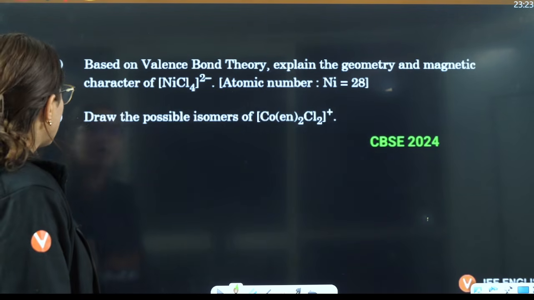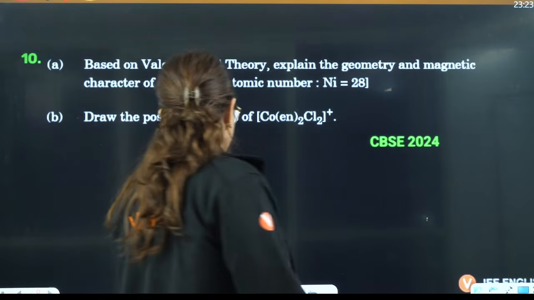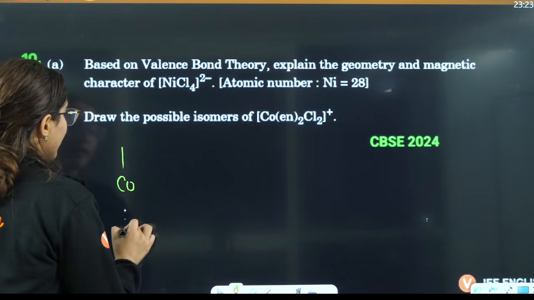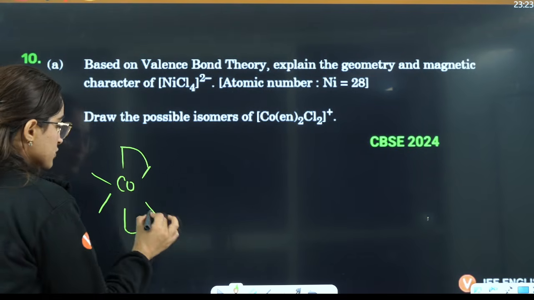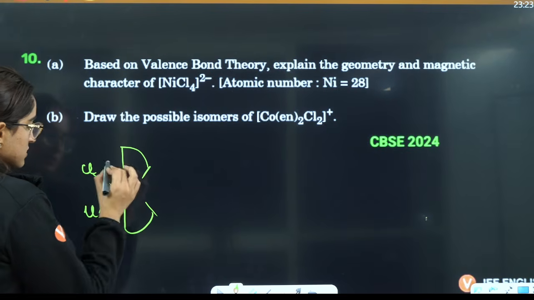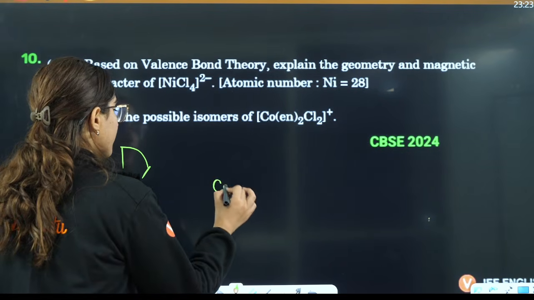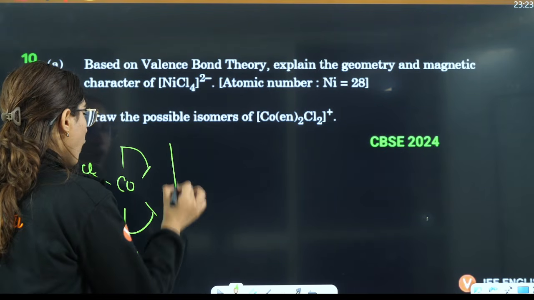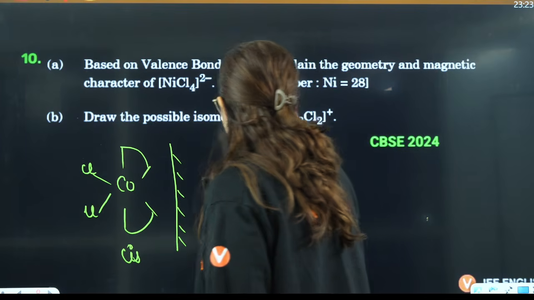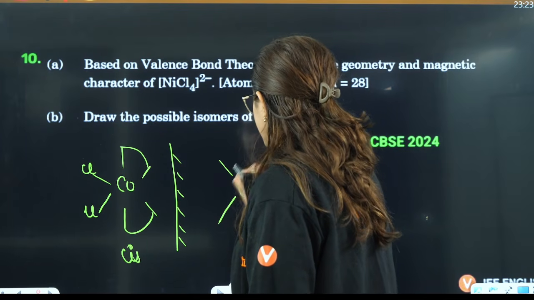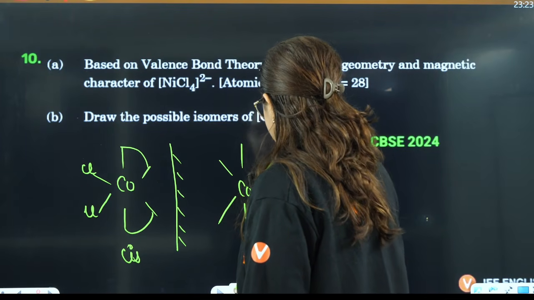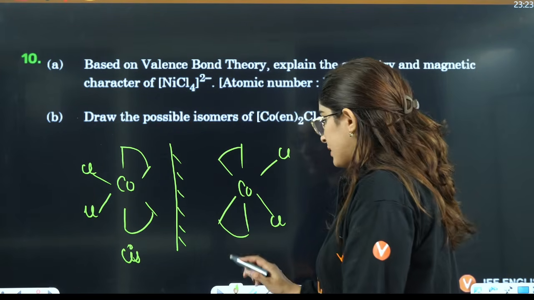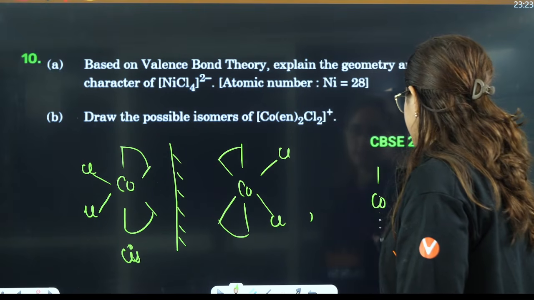Next, draw the possible isomers of this one. This is a bidentate ligand. So one of them will be cis, where this is en, this is en, this is Cl, this is Cl. And the other will be trans. But cis will also have its non-superimposable mirror image, with Cl, Cl, en, en. So these are non-superimposable mirror images.